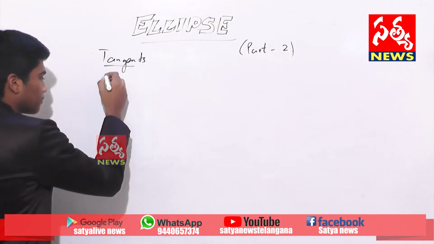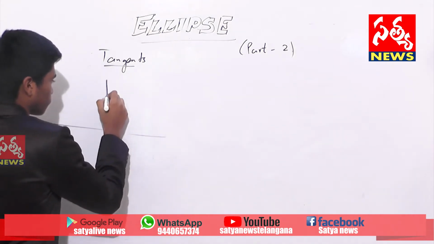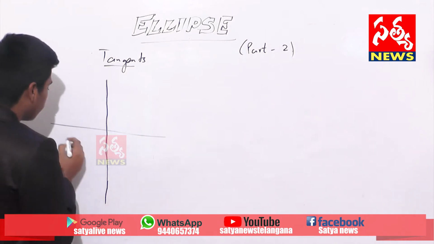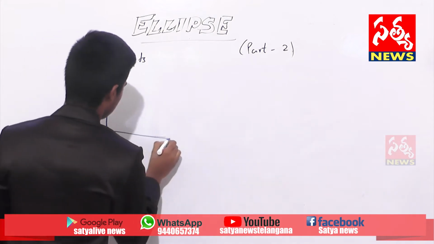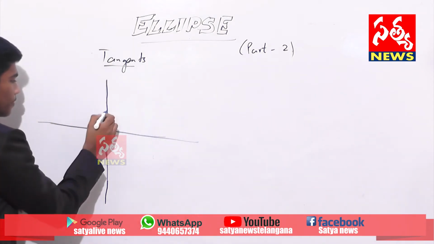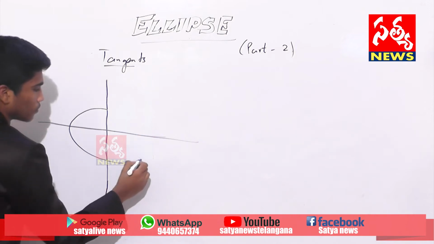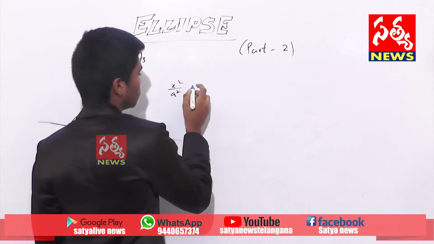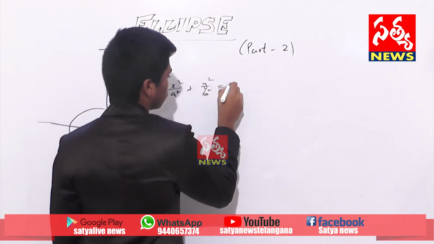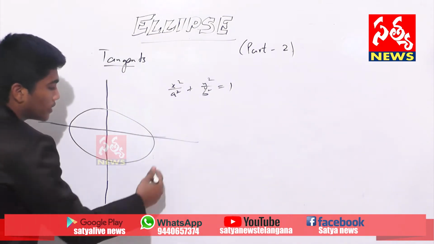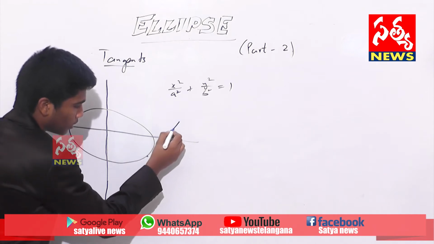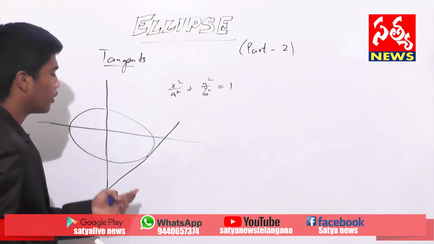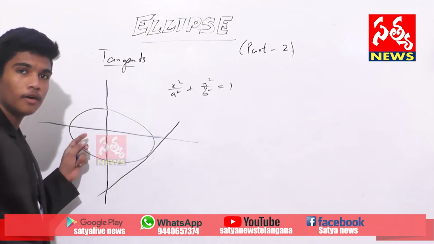We all know about tangents, right? A tangent is a line which intersects the curve only at one point. For example, this is an ellipse. Its equation is x square by a square plus y square by b square is equal to 1. And let us assume a point here and a line that touches this point, or passes through this point, which means it touches the curve at only one point.